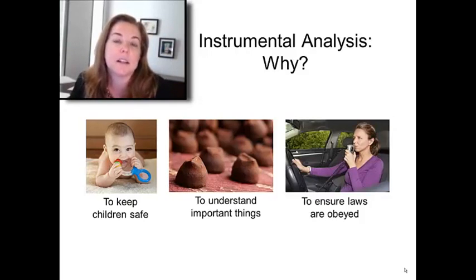And finally, in our last case study, we'll talk about the use of instruments for the law.